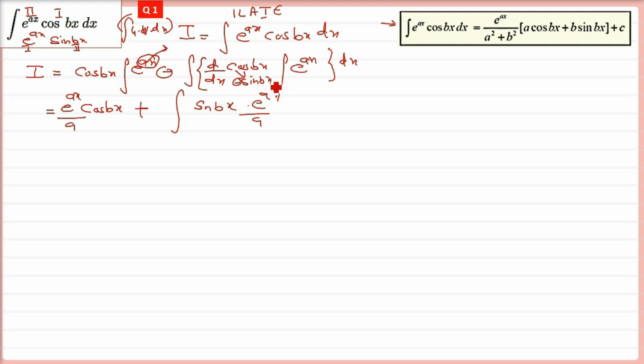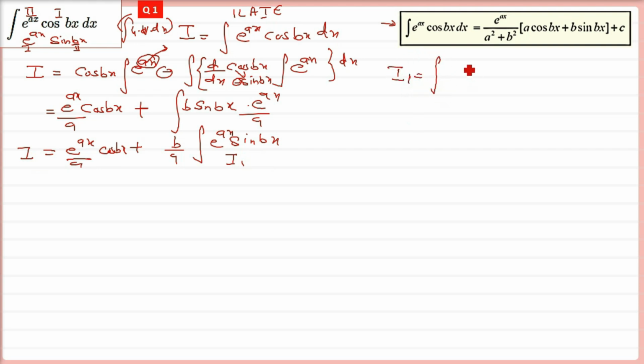So we need to integrate it again. Let me add b also. So this has to be integrated again because it is inside an integral sign. We have e raise ax sin bx. I have taken b by a outside. So let me just complete by writing this: I equals e raise ax divided by a, cos bx, plus this one. Now let me call this I1 because I am going to do it separately just to increase the understanding. E raise ax sin bx on the right, I have taken it as I1.